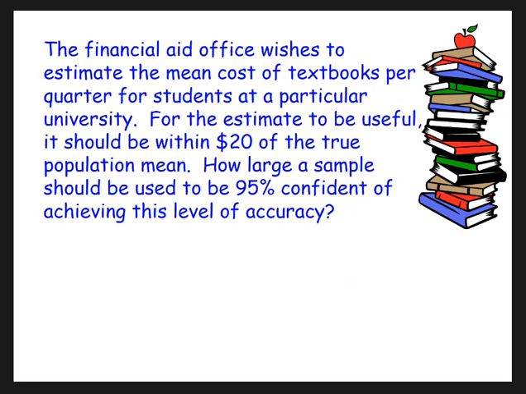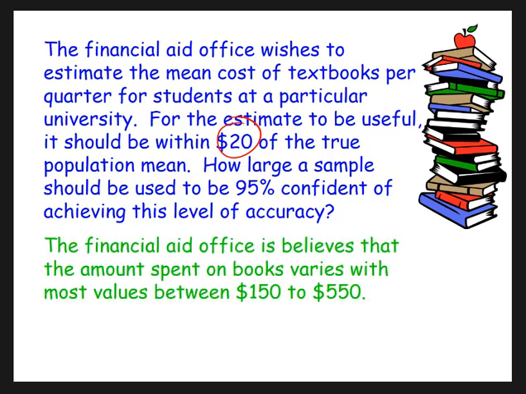That is one method of estimating that population standard deviation. So for example, the financial aid office wishes to estimate the mean cost of textbooks per quarter for students at a particular university. For the estimate to be useful, it should be within $20 of the true population mean. So we want to bound our error to plus or minus $20. How large of a sample should be used to be 95% confident of achieving this level of accuracy?